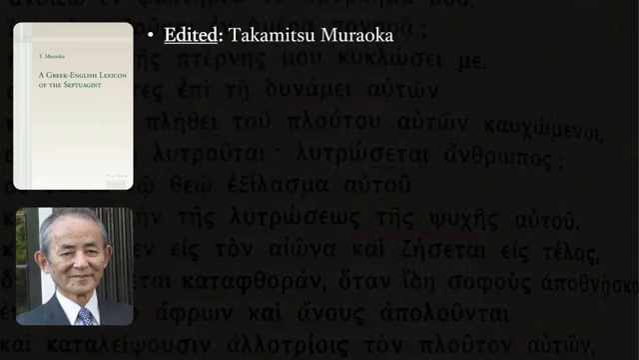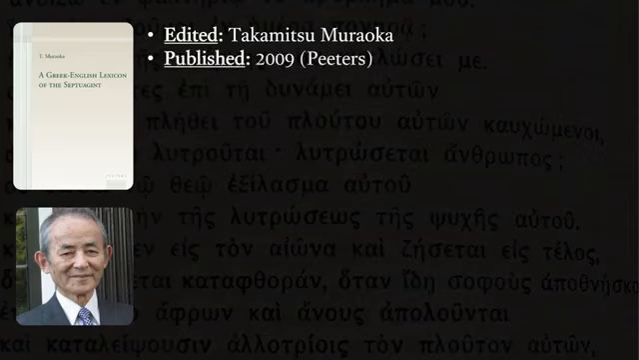So let's begin with the work known as A Greek-English Lexicon of the Septuagint. And this is edited by a very famous Septuagint scholar, Takamitsu Muraoka. You can see him there on the screen. He's done a lot of work on Septuagint grammar and a lot of other things. This particular lexicon was published in 2009 by Peeters, and it is a response to a long-standing desire within the guild for there to be a quality lexicon.